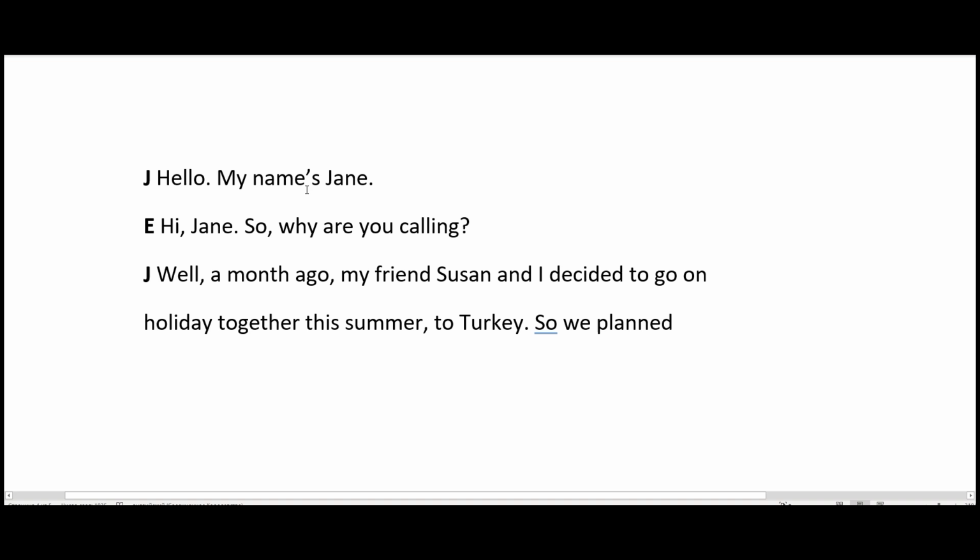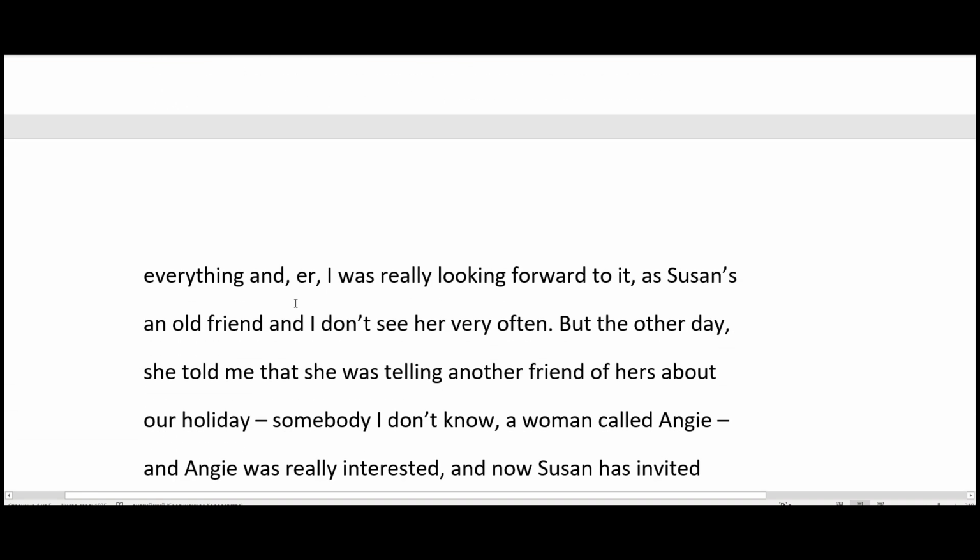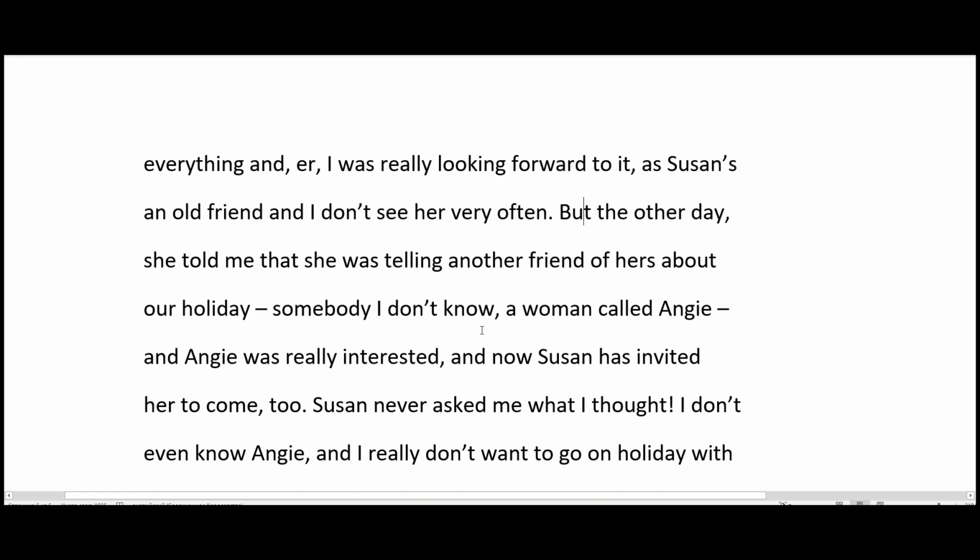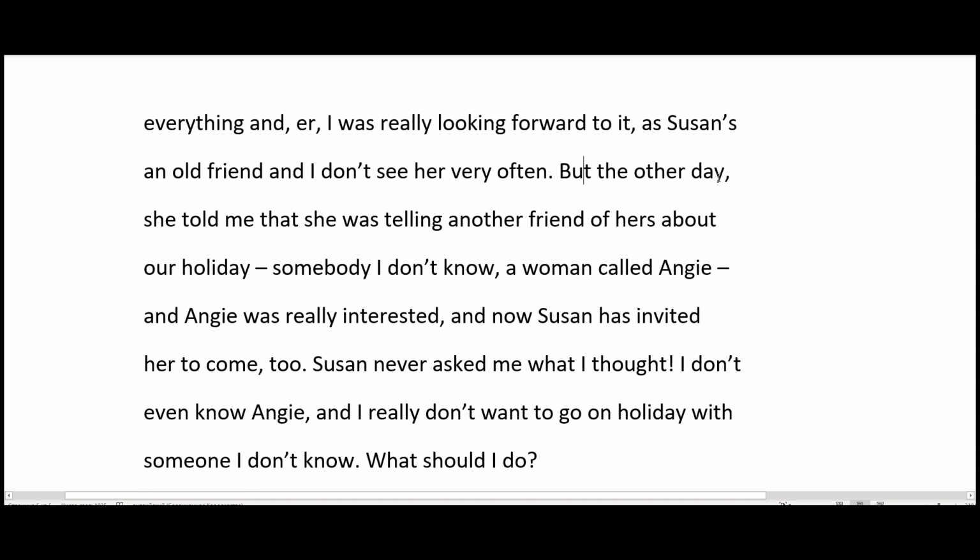Теперь у нас. Привет, меня зовут Джейн. Привет, Джейн. Так, зачем ты звонишь? Месяц назад моя подруга Сьюзен и я решили поехать в отпуск вместе этим летом в Турцию. Поэтому мы спланировали все, и я с нетерпением ждала этой поездки. I was really looking forward to it. То есть с нетерпением ждала этого. Так как Сьюзен, на самом деле, старая подруга, и я не очень-то ее часто вижу. Но вот как-то на днях, the other day, это как на днях, она сказала мне, что она рассказала другой подруге, another friend of hers, другой ее подруге, иногда так говорят, friend of mine, friend of hers, про нашу поездку, про наши каникулы.